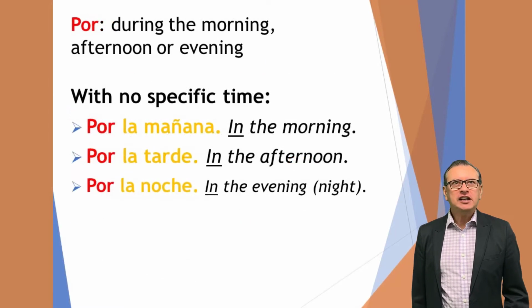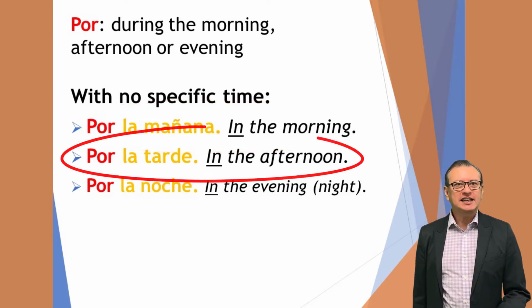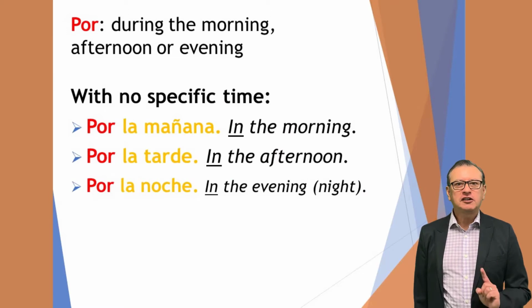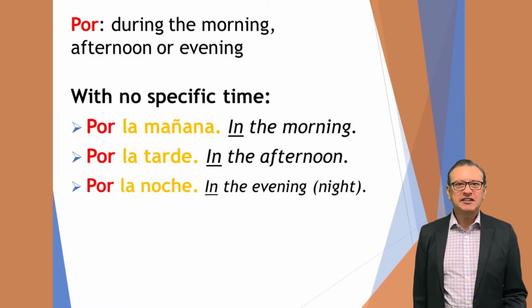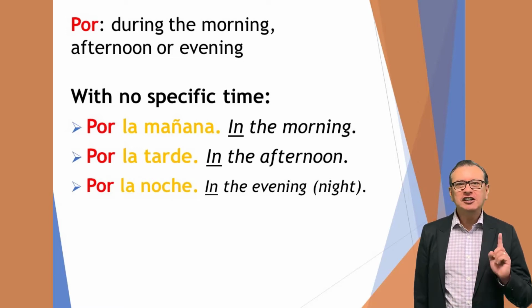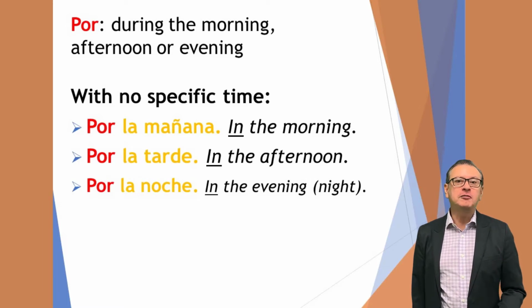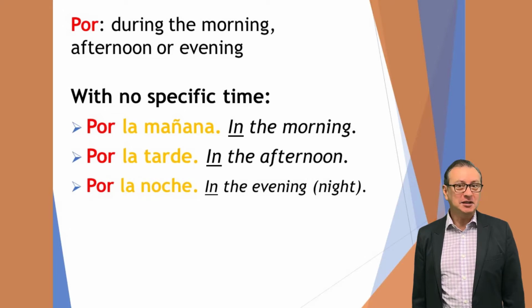Now, por is also used for periods of time during the day when you perform an action. Por la mañana, por la tarde, por la noche. Make sure that you do not confuse this with AM or PM. Like when you say 7 p.m., you say 7 de la noche. Do not say 7 por la noche. Only use por la noche, por la tarde, or por la mañana when you perform an action. Like, yo estudio por la mañana. I study in the morning.